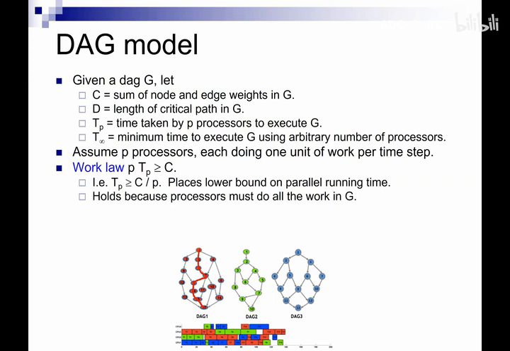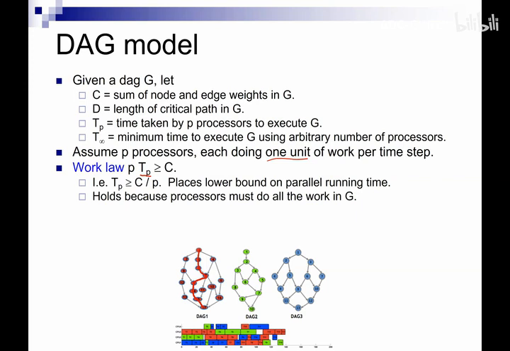The processors are going to take TP amount of time to solve the problem, right? And then since you have P processors and they each do 1 unit of work per time step, P times TP is the total amount of work that they've done by time TP. And this has to be at least as large as C, because C is the total amount of work that exists in the problem. So if you want to solve the problem, you have to at least do all the work in the problem.